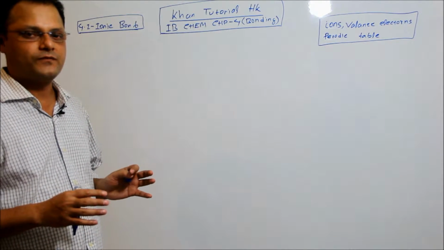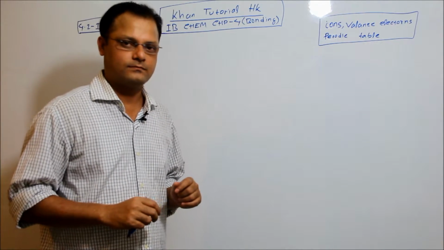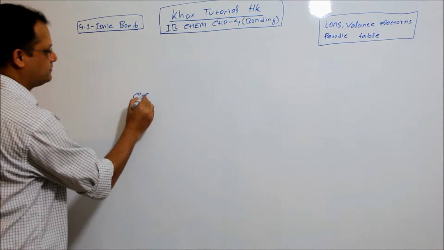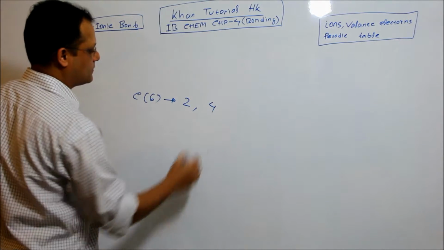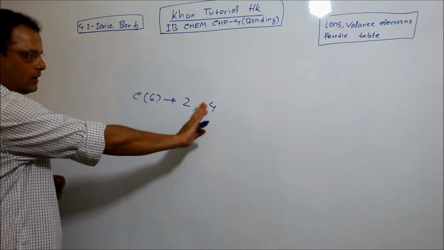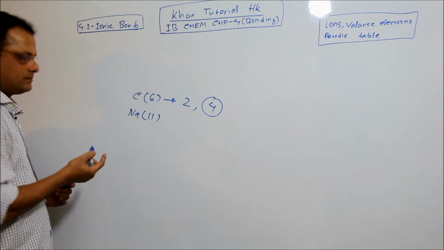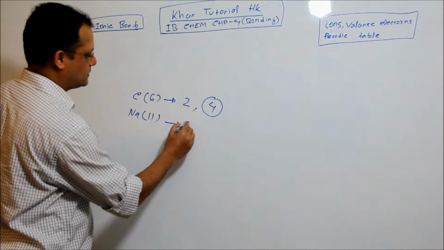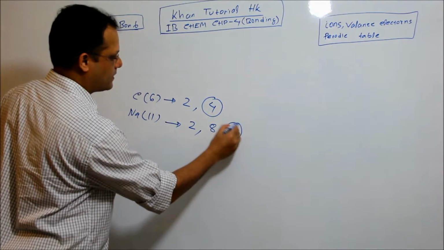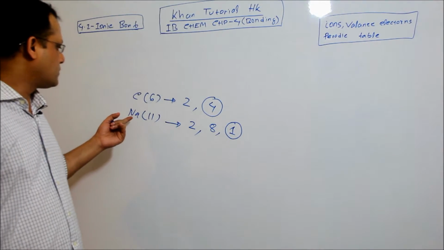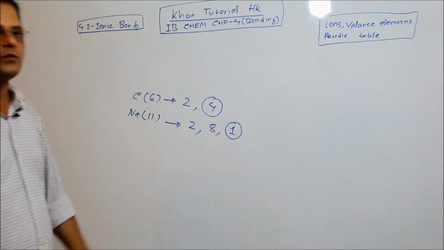The number of electrons in an atom's outermost shell is called its valence electrons. Let's say carbon has a total of 6 electrons. Its first shell has 2 and its second shell has 4. This is the outermost shell, and because it is 4, its valence electrons are 4. Let's say sodium has a total of 11 electrons. Its first shell has 2, second shell 8, and the last shell, of course the third, has 1. Because sodium's last shell has only 1 electron, its valence electron is 1.